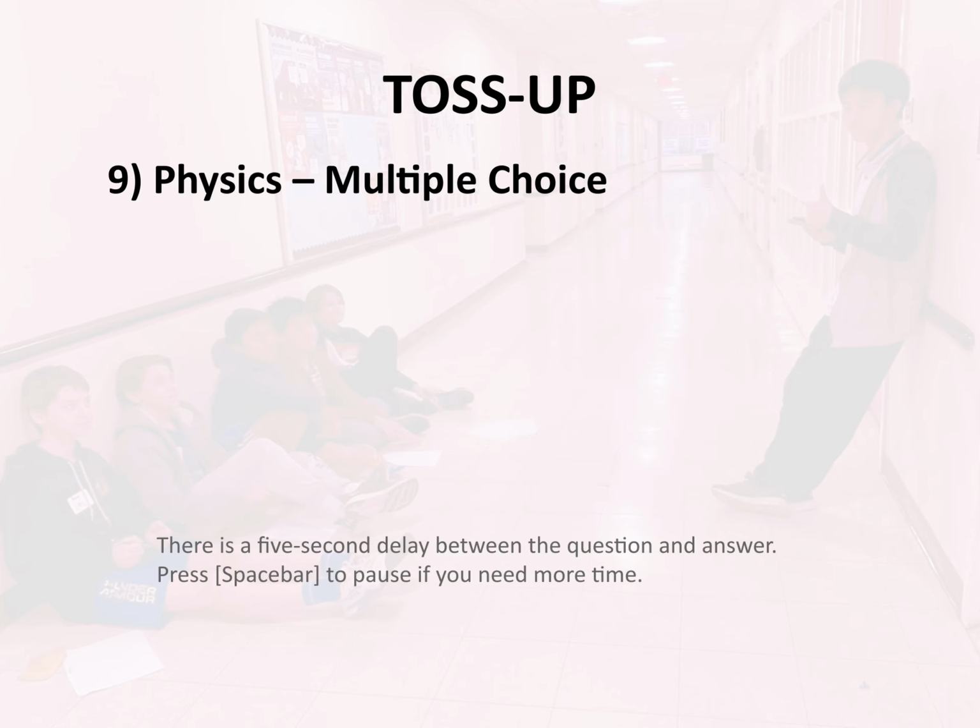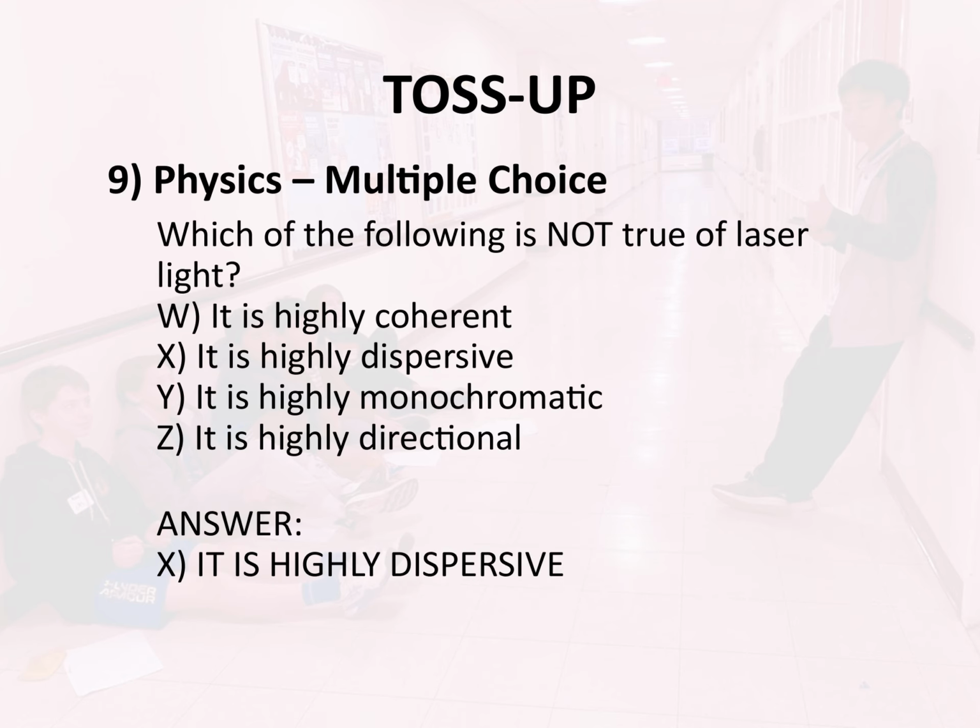Toss-up 9. Physics, multiple choice. Which of the following is not true of laser light? W. It is highly coherent. X. It is highly dispersive. Y. It is highly monochromatic. Z. It is highly directional. Answer: X. It is highly dispersive.